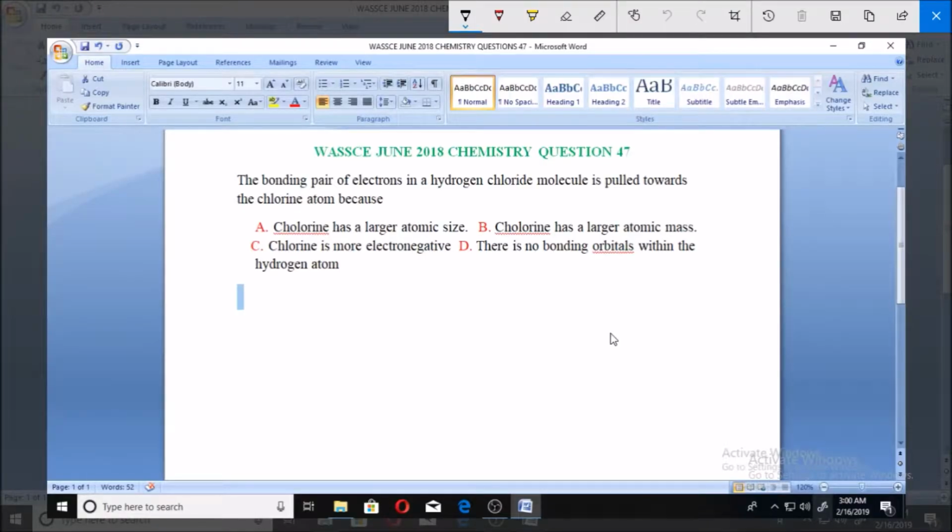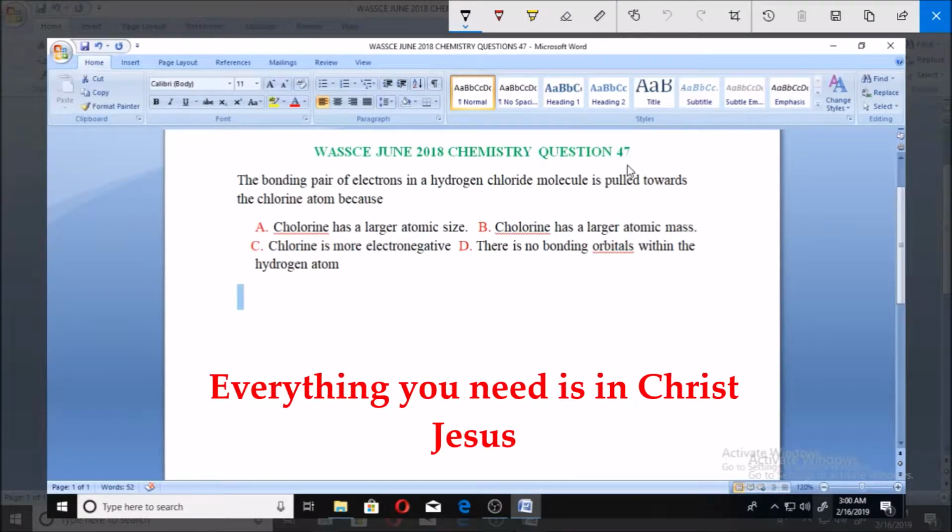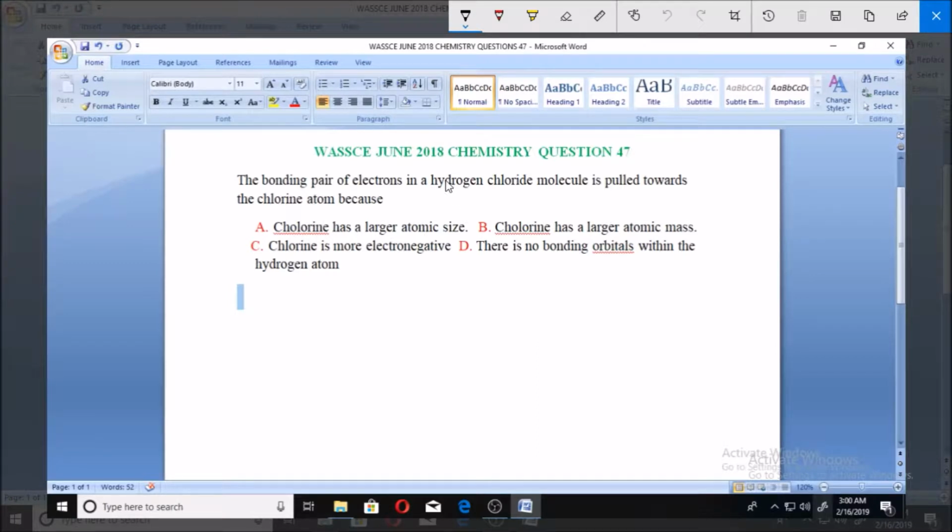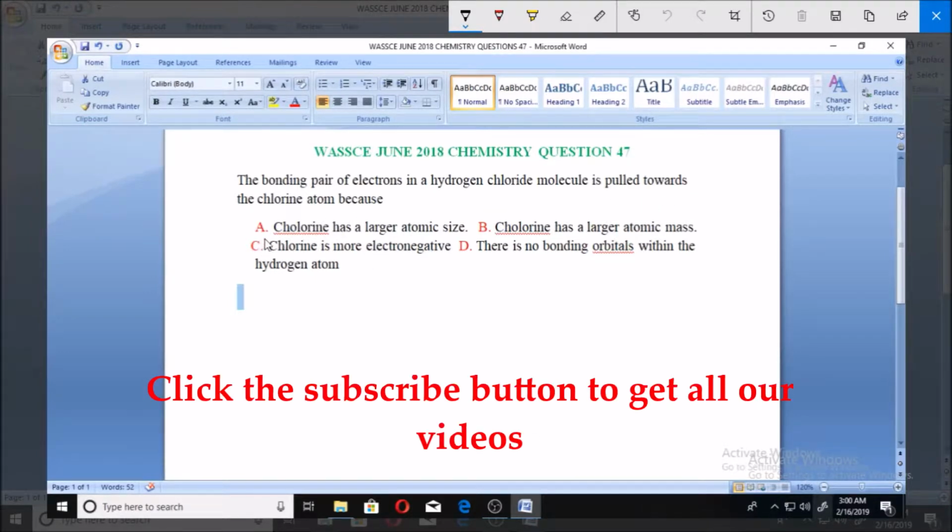Now let's look at this question number 47 for WAEC Chemistry 2018. The bonding pair of electrons in a hydrogen chloride molecule is pulled towards the chlorine atom because A. Chlorine. Please, this is a mistake, there should be no extra O here.